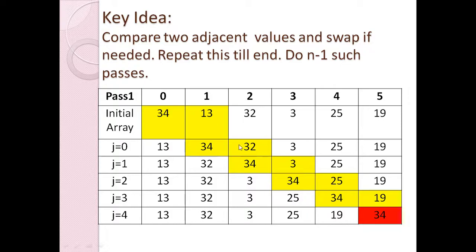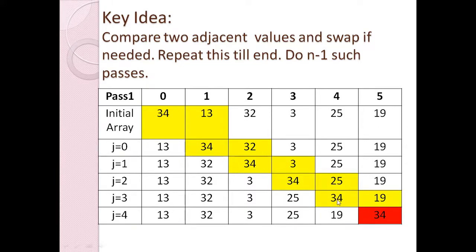Now 1 and 2 are compared, and if this number is smaller than this, then swapping is performed. So 13, 32, 34 after swapping. Now this 34, second and third is compared, and because swapping is required, 3 is less than 34, so 3 will come this side, 34 will go this side. After that, this third position and fourth position is compared, and swapping is required, so this goes here, this goes here.